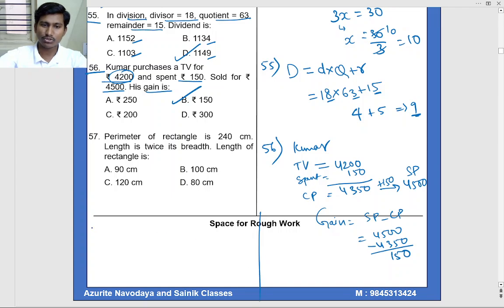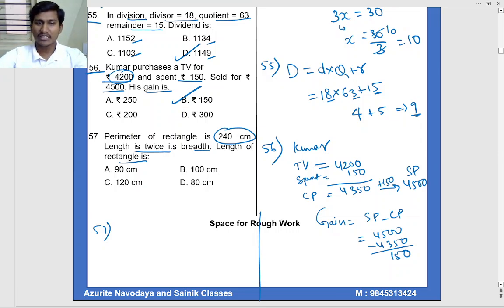So 57 question is here. Perimeter of a rectangle is 240 centimeter. The length is twice its breadth. The length of the rectangle is. Great. So what you should do is try to go with options. It will be easy. Okay. So let me show how to go with the options.